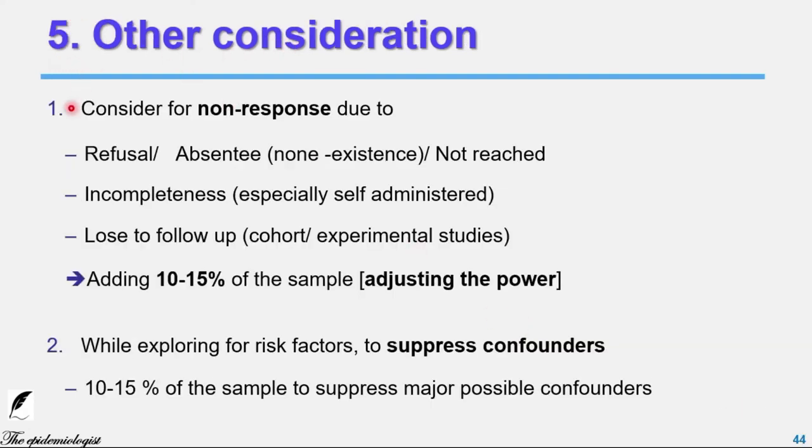Other considerations. Here, we may consider a non-response due to refusal, absence, non-existence, not reaching, incompleteness, especially for self-administered data collection, or loss to follow-up in cohort and experimental studies. In such conditions, adding 10 to 15% of the sample for each group, cases and controls, is important to adjust the power. Moreover, while exploring risk factors, to suppress confounders, 10–15% of the sample should be added to suppress major possible confounders.